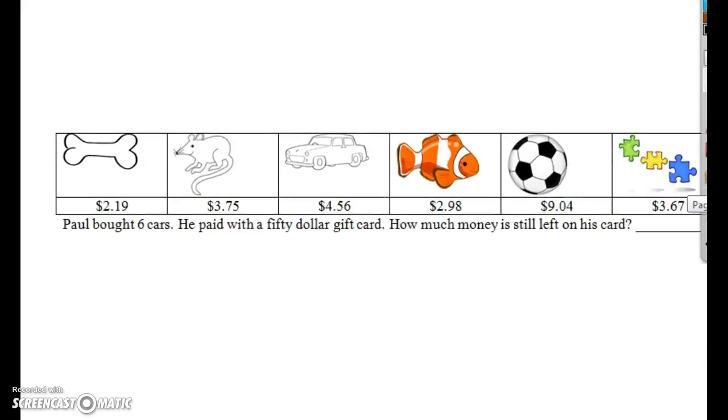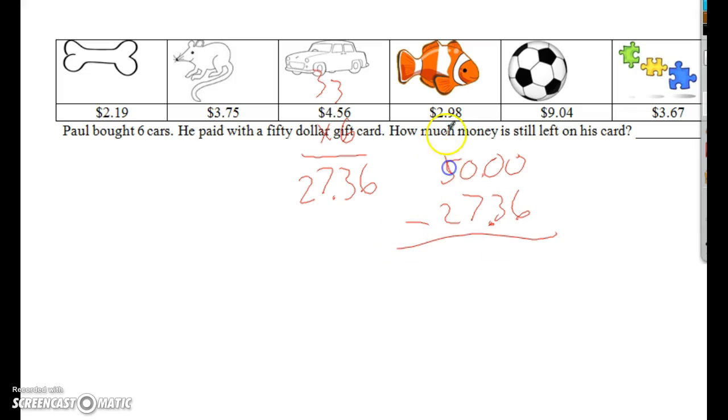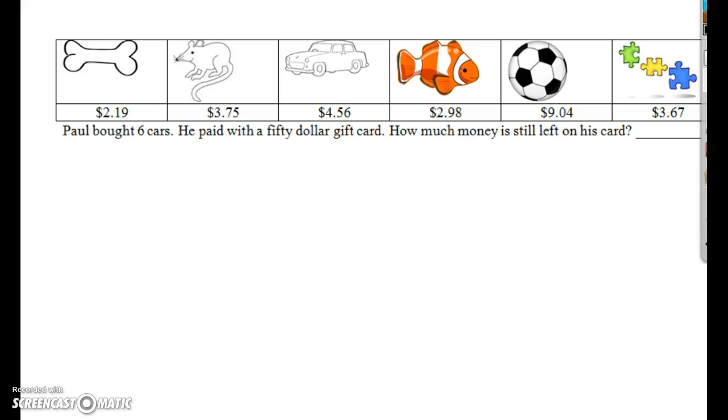2 to go. Paul bought 6 cars. Paid with a $50 gift card. So let's see, 36, 30, 33, 24, 27. $27.36. He paid with a $50 gift card. How much is still on his card? It's just like finding how much change you would get back. So I'm going to subtract. A lot of borrowing going on again. There's a 4 and a 6 and a 2 and a 2. $22.64. Seems reasonable.